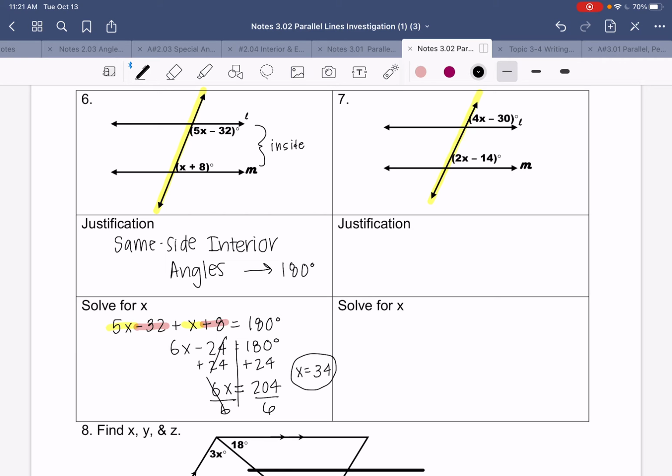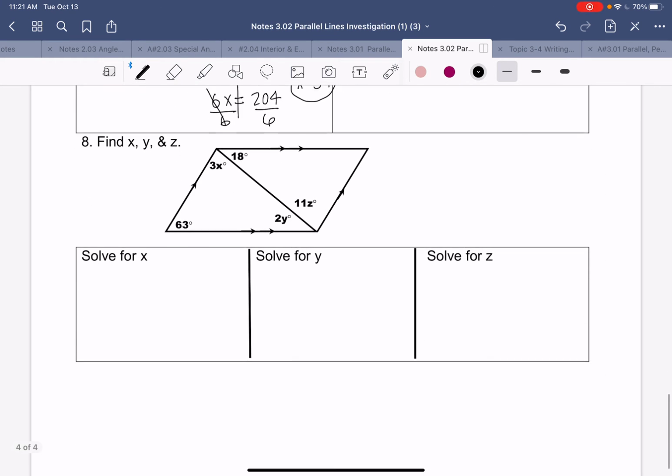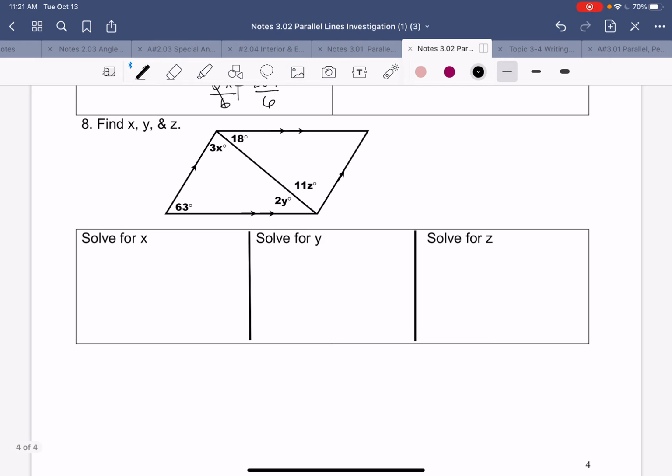But if they are congruent, then you're going to set them equal to each other. So find out if these angles are corresponding, alternate exterior, alternate interior, or vertical, whatever it may be, and then determine how you set them up to solve for x. All right, so this one's a little bit harder, okay?